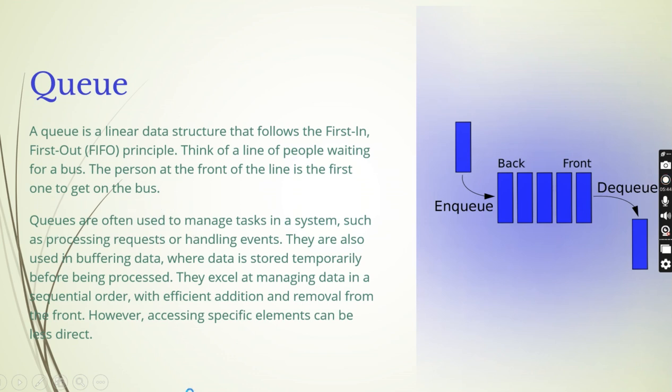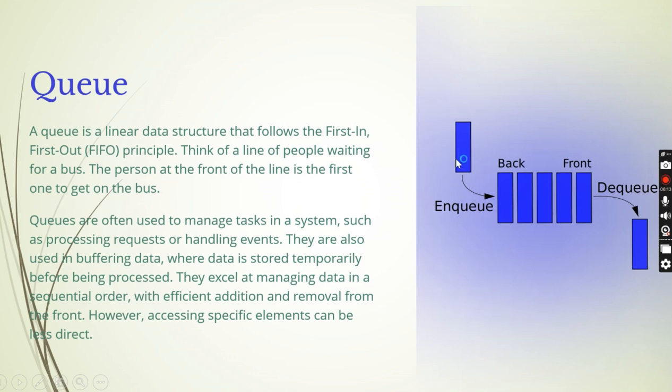Queues are often used to manage tasks in a system such as processing requests or handling events. They are also used in buffering, where the data is stored temporarily before being processed. They excel at managing data in a sequential order with efficient addition or removal of elements, but accessing an element in the middle can be less direct.